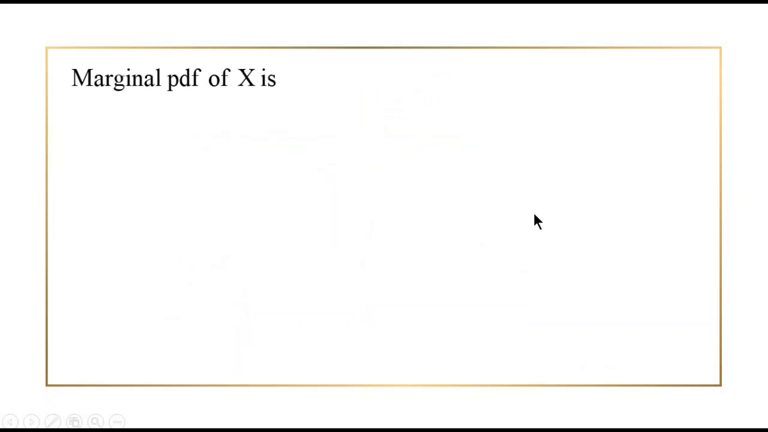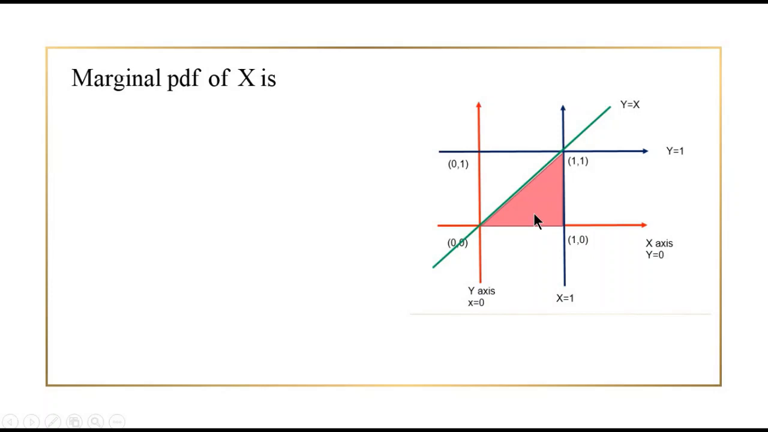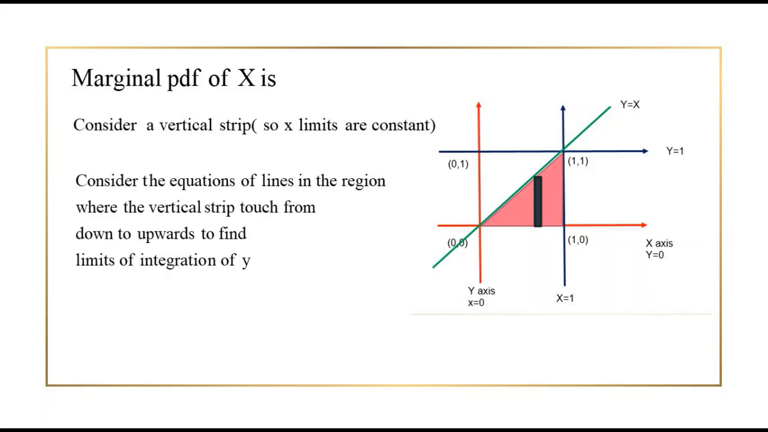Now let us proceed finding the marginal PDFs, similarly to what we have done in the above problems. So this is our base region. To find the marginal PDF of x, we consider a vertical strip, and for the vertical strip the limits of y are not constants, isn't it? So to find the limits of y, check the base region and the topmost region of the vertical strip. The base region touches the red colored line which is y equal to 0. The topmost part of the vertical strip touches the green colored line which is y equal to x. Therefore the limits of y are y equal to 0 to y equal to x.